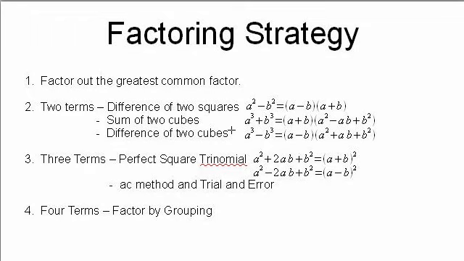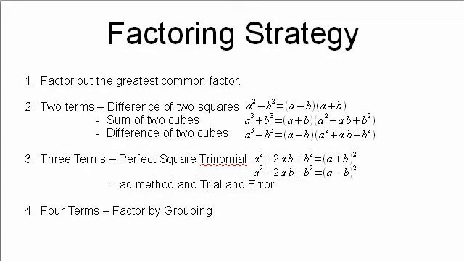Then if we have three terms, we want to see if it's a perfect square trinomial, and then we want to try to use the AC method, or we can use trial and error. And then if we have four terms, we can try factor by grouping. And we're going to look at every case. And of course we won't be able to fit them all into one video, so there will be several videos on factoring.